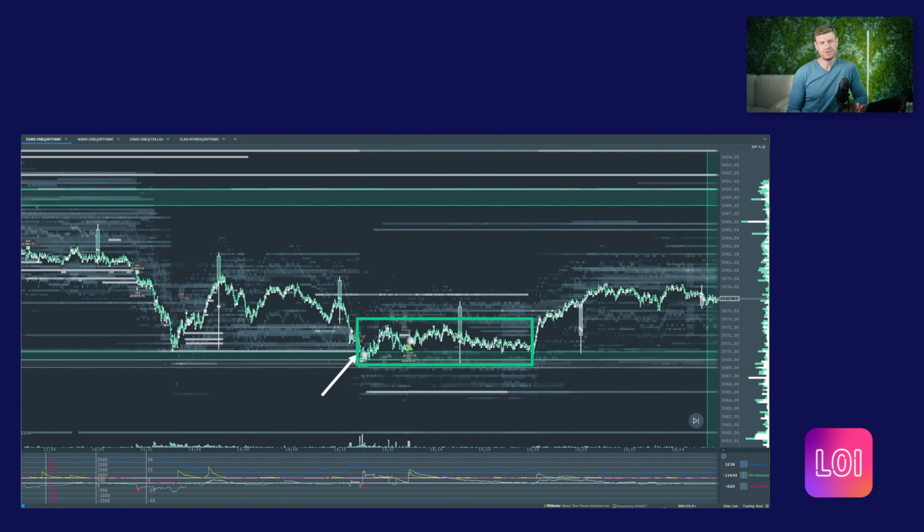At 2:18 p.m. Eastern Standard Time, the buyers finally showed initiative and pushed the market out of the small micro range. That would have been a great moment to look for a potential long entry, which we practically executed through a 0 DTE put sale.